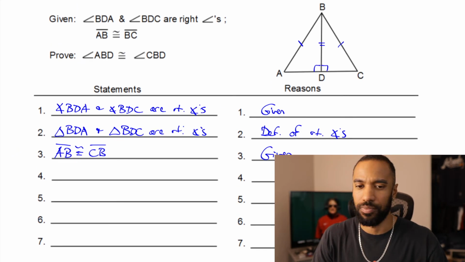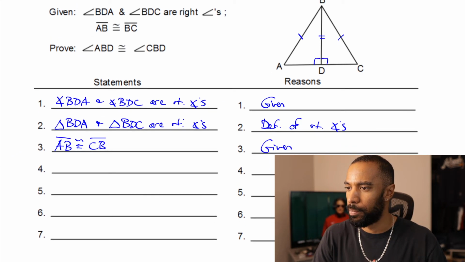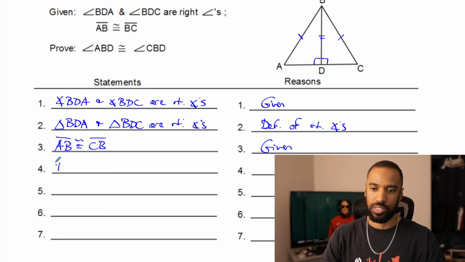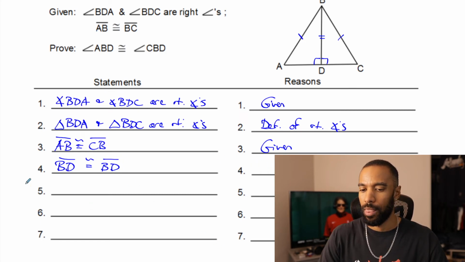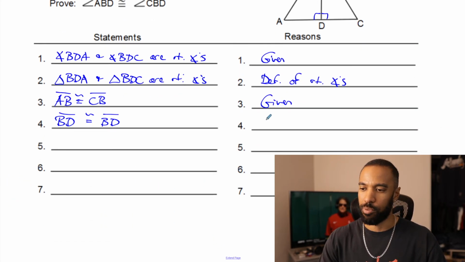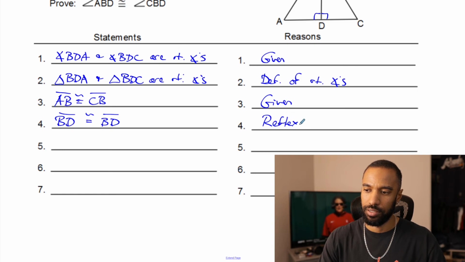Is that a B up top? Yep. So BD is congruent to itself. Segment BD is congruent to itself, and I'm corresponding that properly. BD corresponds to BD. That is the reflexive property of congruence there.